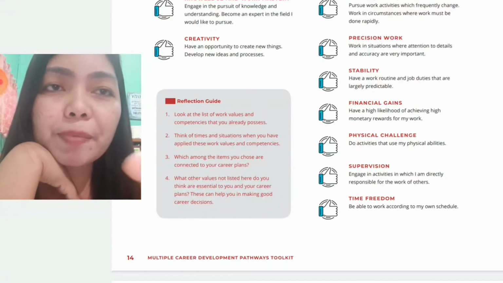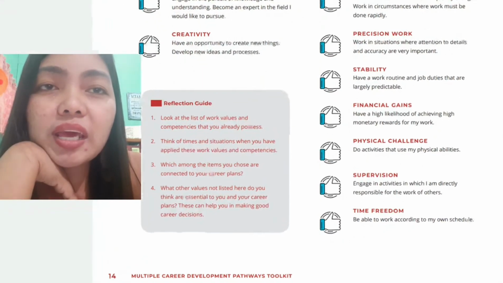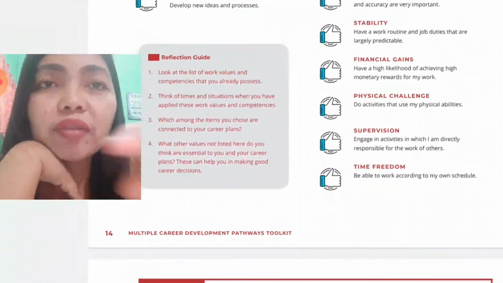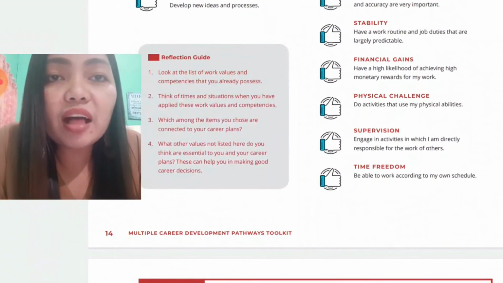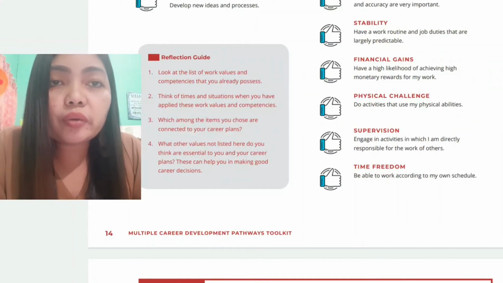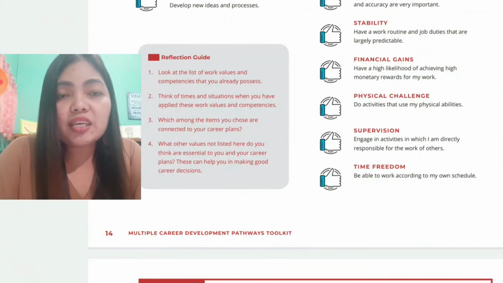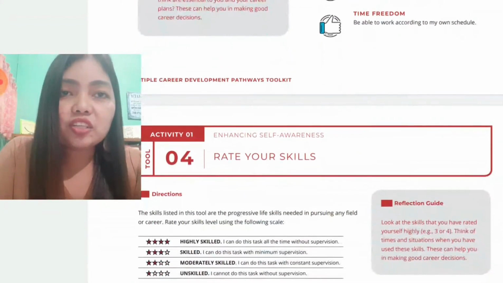Now, after nila makapili dyan ng mga icons, these are the different competencies. Okay, so they have to answer this reflection guide. We have number 1, look at the list of work values and competencies that you already possess. Number 2, think of times and situations when you have applied these work values and competencies. Which among the items you choose are connected to your career plans, and what other values not listed here do you think are essential to you and your career plans? So this can help you in making good career decisions.